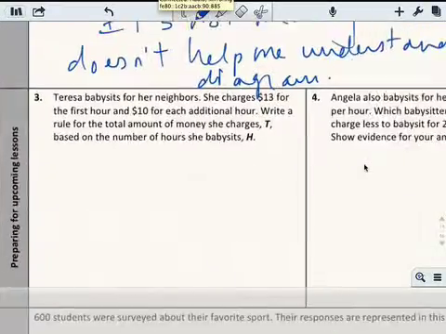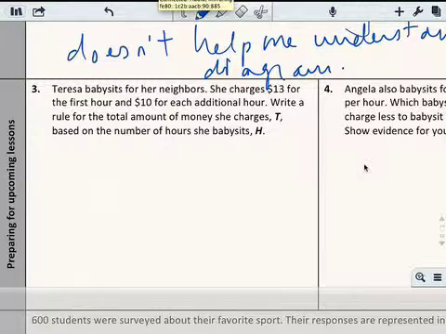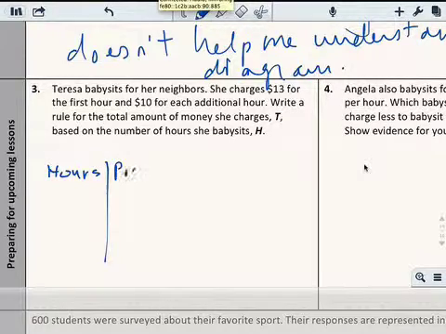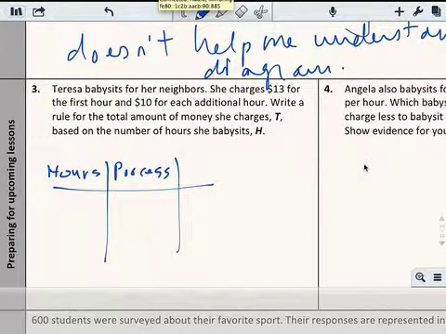Okay. Teresa babysits for her neighbors. She charges $13 for the first hour and $10 for each additional hour. Write a rule for the total amount of money she charges T based on the number of hours she babysits H. Okay, so we suggested in class that anytime you need to write a rule, you should make a table. So I'm going to put H for hours, and I'm going to make a process column because we love those. And then I'm going to make a T for total money.